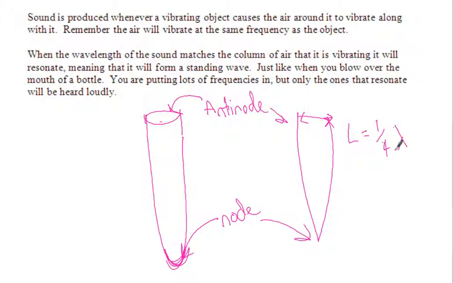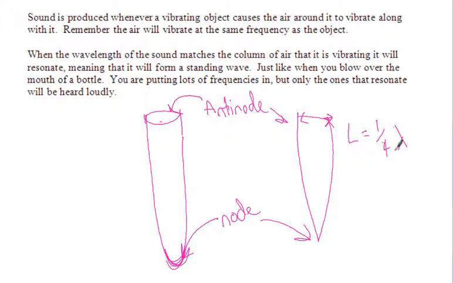So when you blow into a bottle, what happens is, when you blow, it just creates white noise. There's all sorts of different frequencies going in. Only the frequencies that will create standing waves are the ones that are going to add together and make constructive interference and make those antinodes where they need to be, so you hear them. The other ones get reflected inside there and they just get canceled out and you don't hear them anymore.